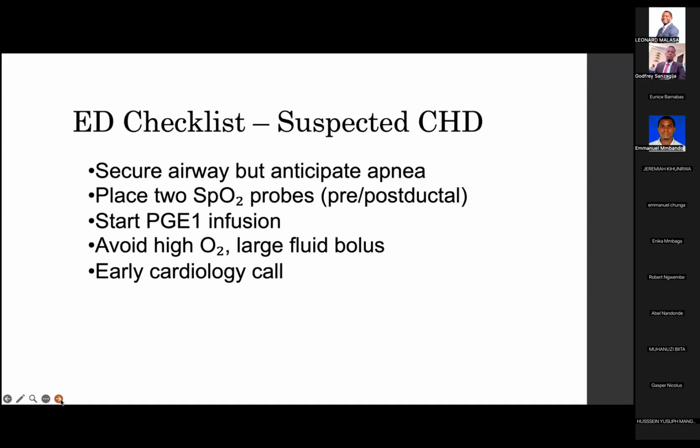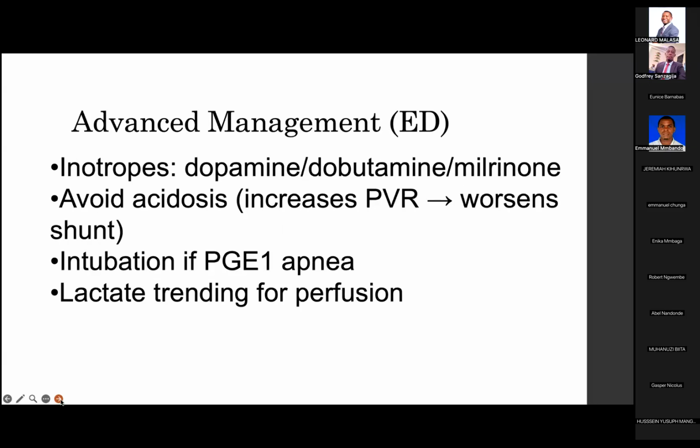Your ED checklist is going to be the same: secure the airway, but anticipate apnea, especially when you're giving prostaglandin E1. Place 2 probes. Avoid high oxygen. We already talked about this. Avoid large fluid boluses. And make an early cardiology call. So it's something that you should talk to your pediatric cardiologist or even pediatric cardiothoracic surgeons, and they would probably help you out because of the number of times they've seen these patients. For us, it's JKCI.